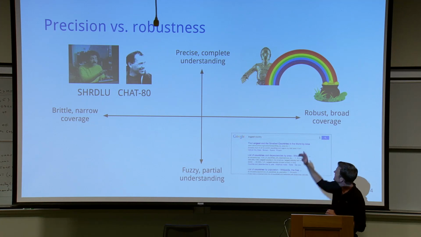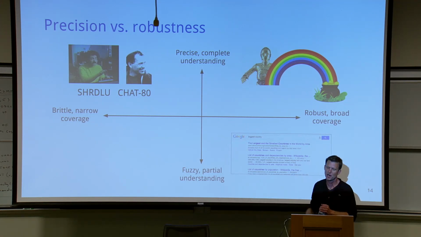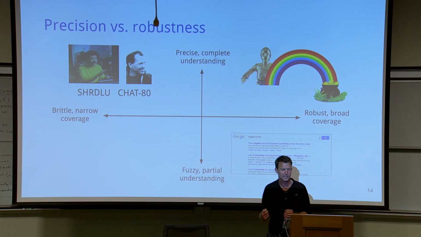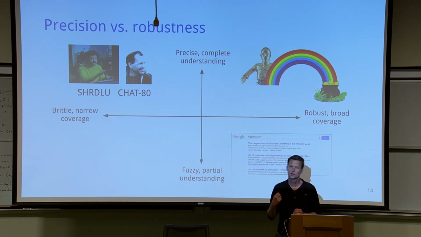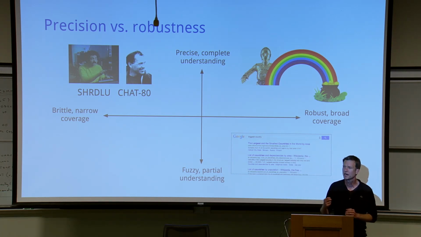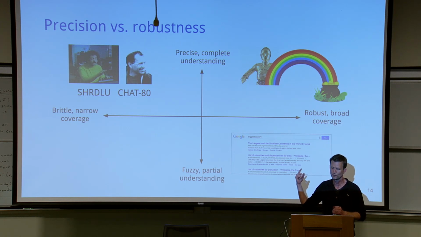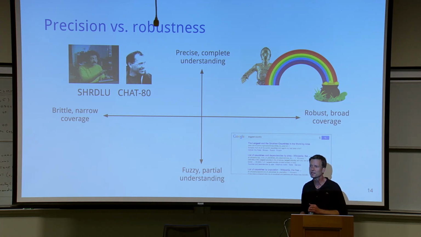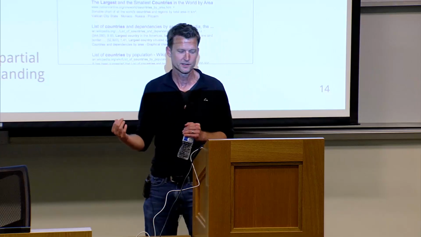Where we want to be is up here with C-3PO and the pot of gold. We want to build systems that can understand precisely and completely and robustly over broad domains. Now, you might not feel super inspired by examples like that one, what's the population of the largest country, because let's be honest, who cares?